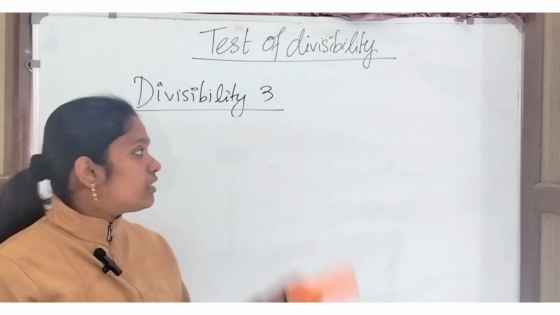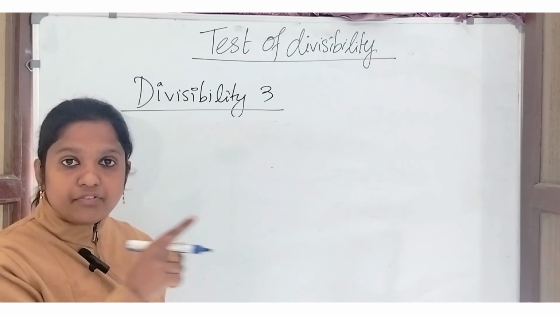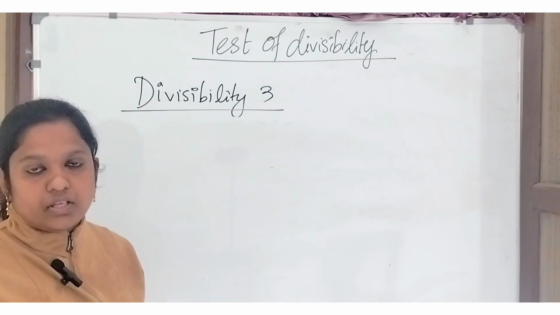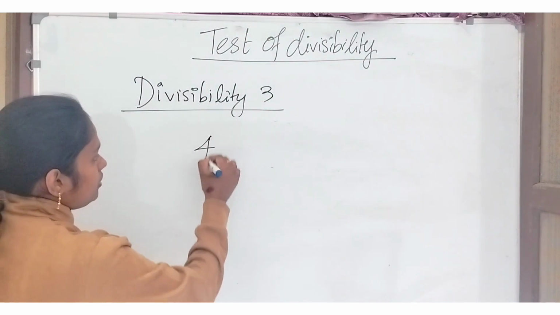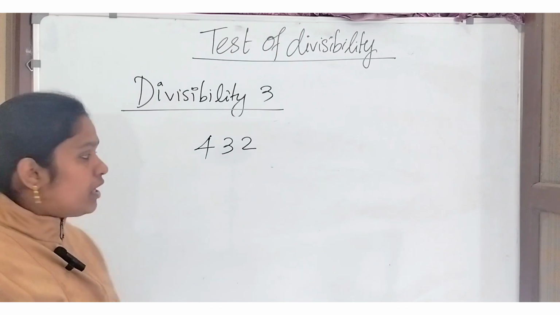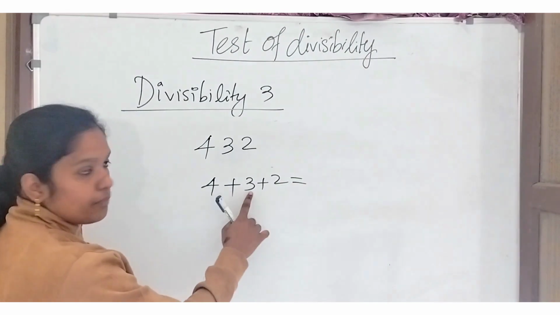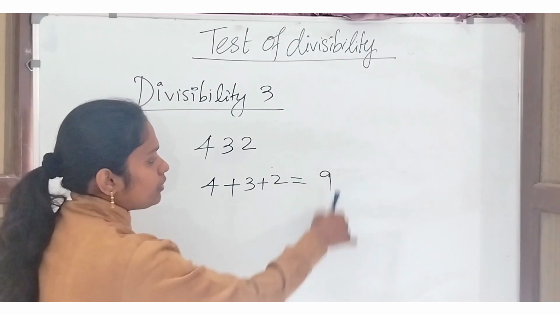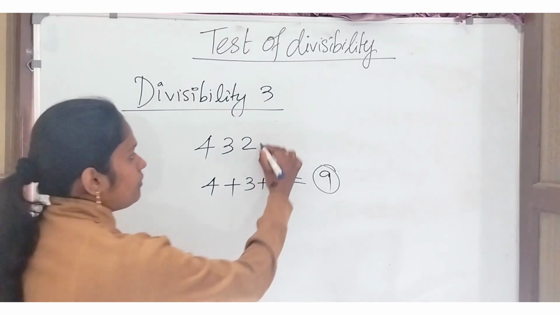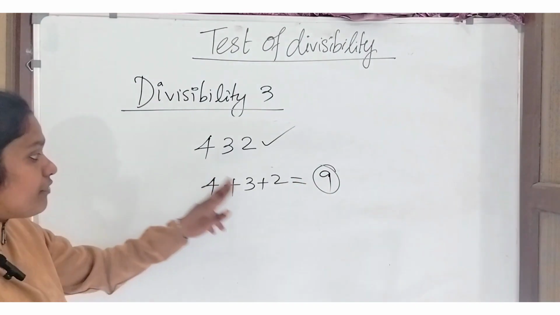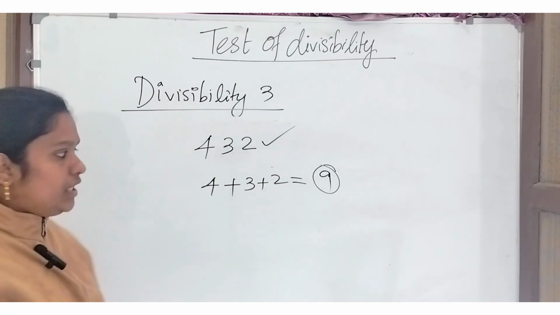Okay, now we are going to check the divisibility of 3. A number is divisible by 3 if the sum of all its digits is divisible by 3. Take the number 432. Take the sum of its digits, 4 plus 3 plus 2. 4 plus 3 equals 7, plus 2 is equal to 9. We know that 9 is divisible by 3, so 432 is divisible by 3. If the sum of all digits is divisible by 3, then that number is divisible by 3.